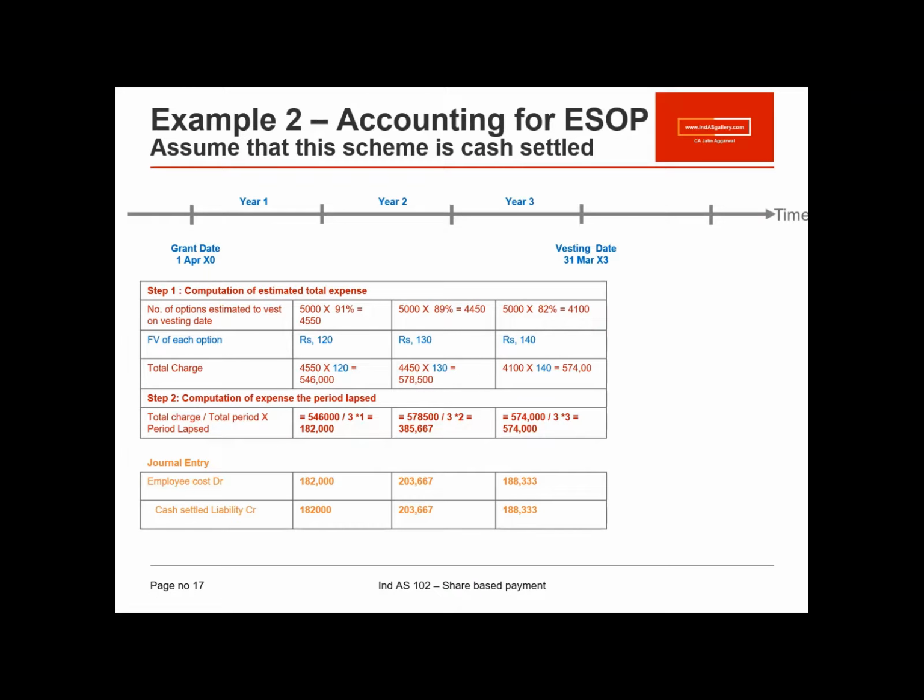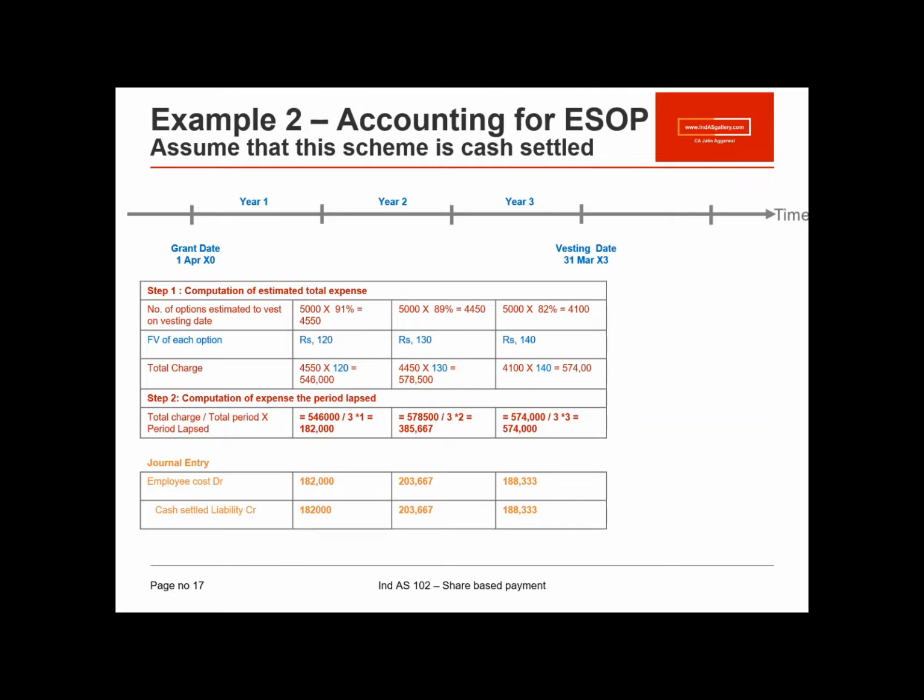Now let's talk about cash settled schemes. Simply assume that the example that we talked about in our previous slide, instead of getting settled by way of issuing equity shares, is getting settled by way of cash payment by the employer. How will my accounting change? Will there be a change in terms of the number of options estimated to vest as on the vesting date? No, this would remain the same.